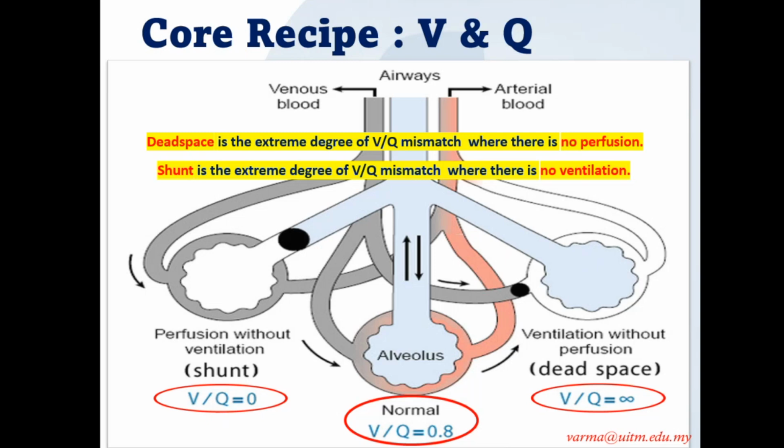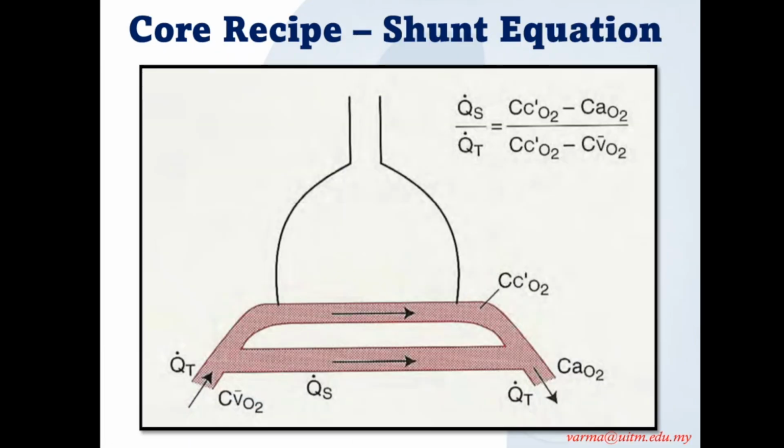Even though now I'm saying shunt is a part of VQ mismatch, there are 2 types of shunt, physiological and pathological shunt. We'll come to the concept later. That is why shunt has been classified as a separate cause of hypoxemia, not included as a VQ mismatch itself. So we come to the shunt equation that we're going to talk about.